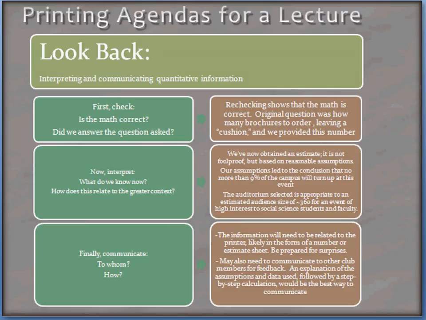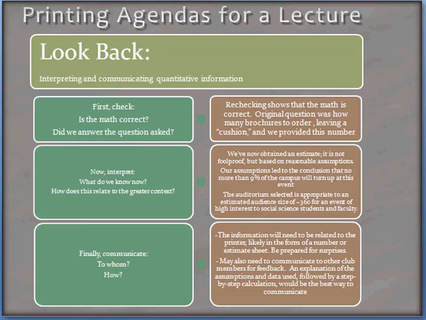We first check on whether the math is correct and whether we answered the question asked. The math is indeed correct, and the original question was how many brochures to order, which is the solution that we came up with. Now we need to interpret. What do we now know, and how does this relate to a greater context?